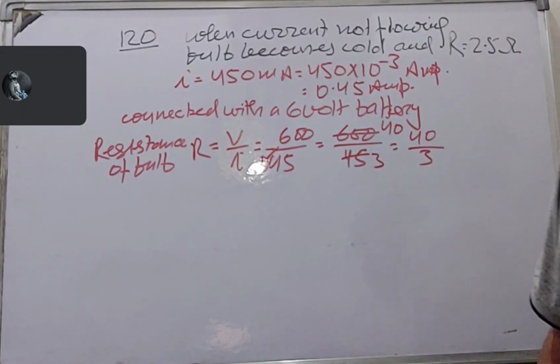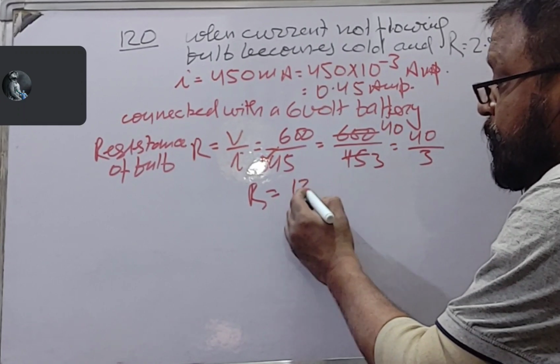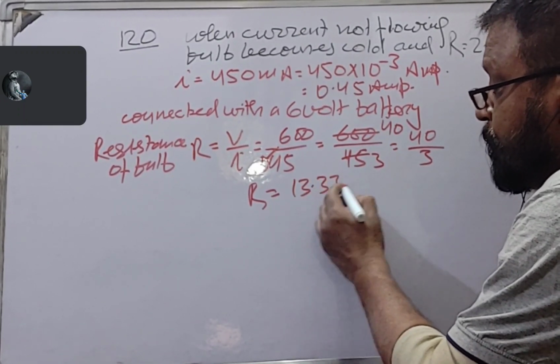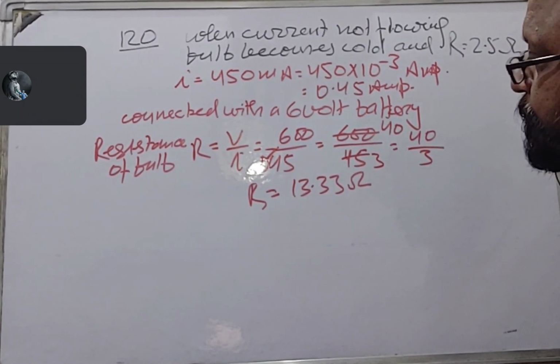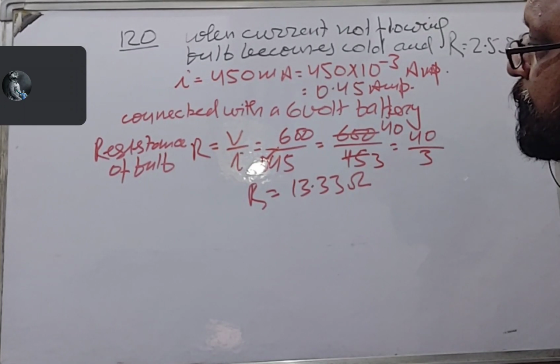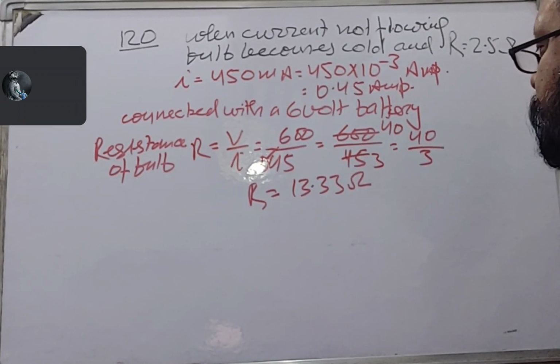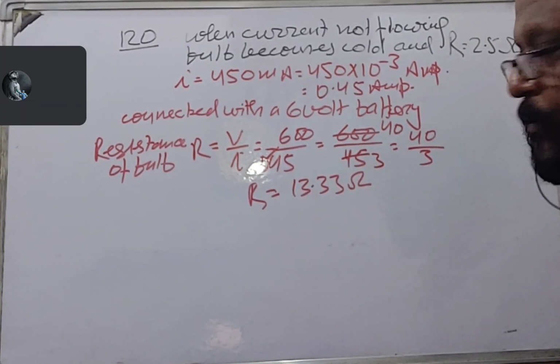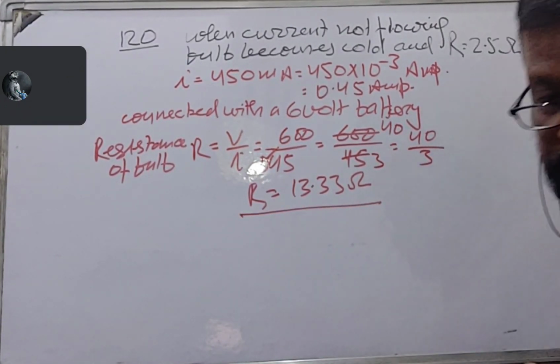So the resistance of the bulb is 13.33 ohm, right? Four ones are 4, we get 10, 3 threes are 9, and it keeps on going. This is the resistance we have.